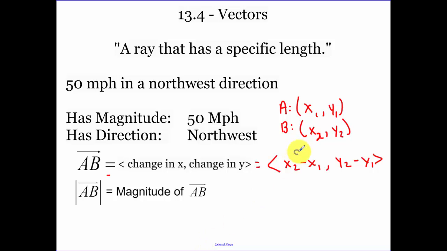Now, a lot of times we call that component a. A lot of times we call that component b. To find the magnitude or the length of that vector, we have the square root of a squared plus b squared. So let's do an example so you guys can see how this applies.